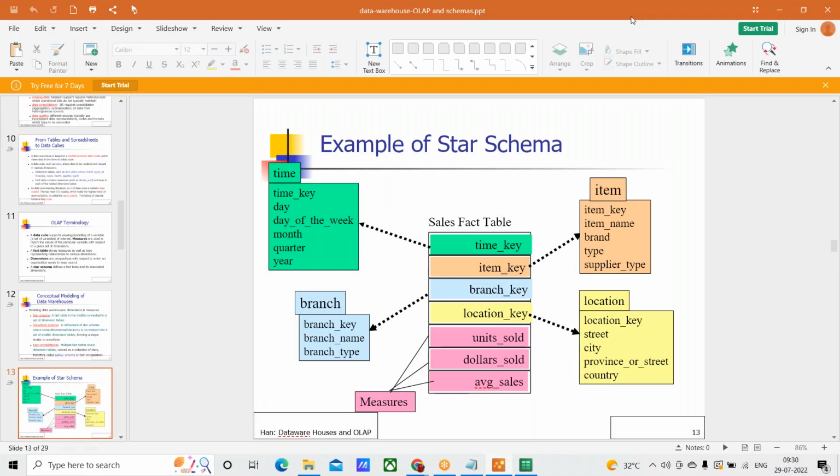Star schema means, for example, a fact table will be there, surrounded by dimension tables. You see, this is formed like a star. That's why it is called star schema. So in star schema, the fact table is surrounded by dimension tables. So that is a star schema.